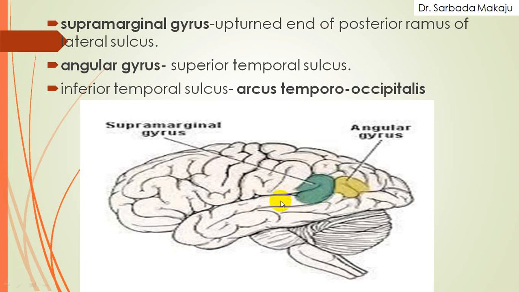Now the angular gyrus. This is known as the superior temporal sulcus. This superior temporal sulcus will continue and forms this gyrus which surrounds it. This gyrus is known as the angular gyrus. Now this sulcus is known as the inferior temporal sulcus, and after that there is one more gyrus. This portion is known as the arcus temporo-occipitalis.